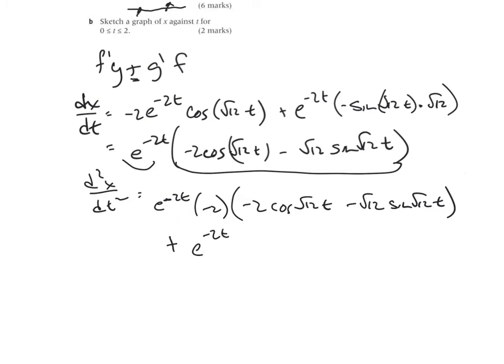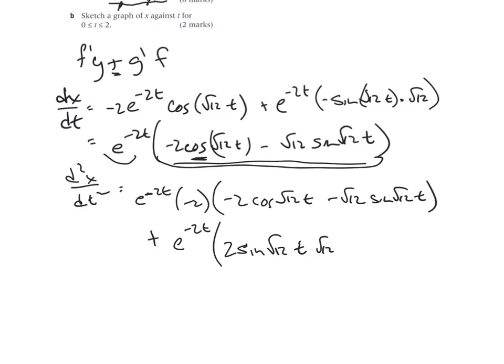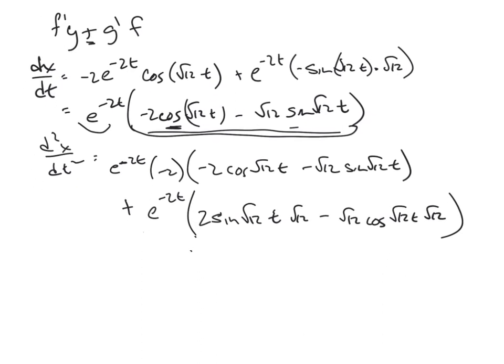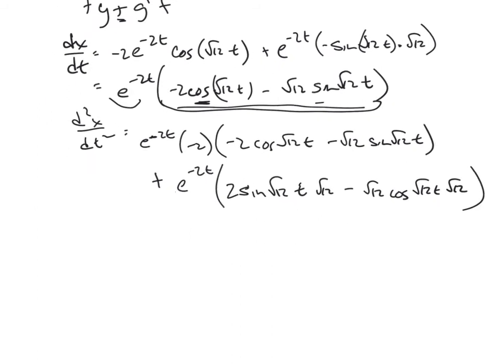e to the minus 2t times the derivative of this particular function here. So the derivative of cosine is a negative sine, so it's a positive 2 sine root 12t times root 12, minus, and here is going to be the derivative of sine is cosine, so root 12 cosine root 12t times root 12.